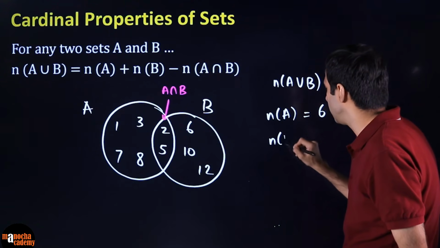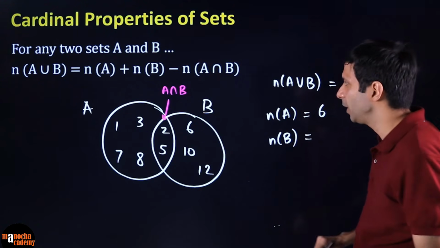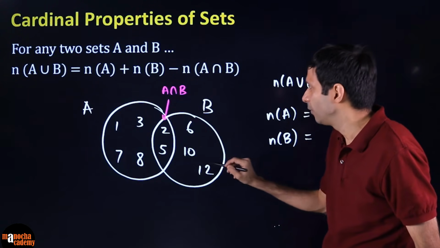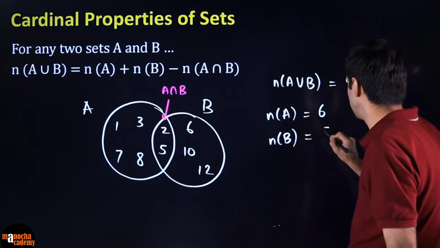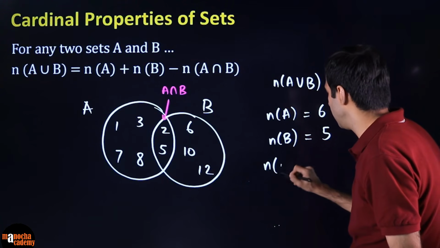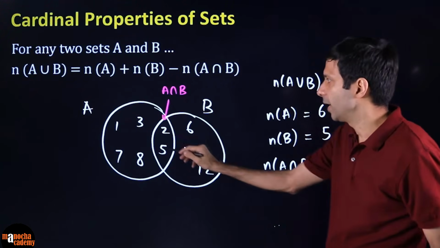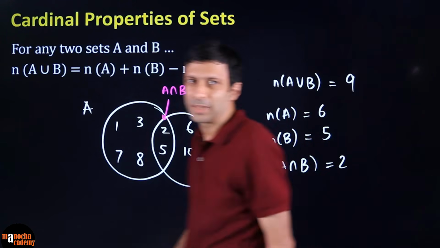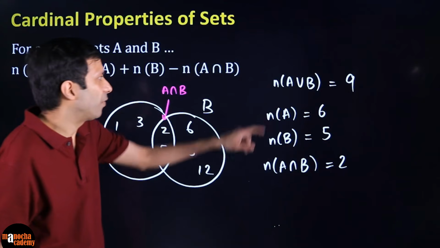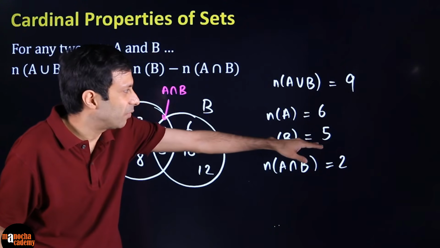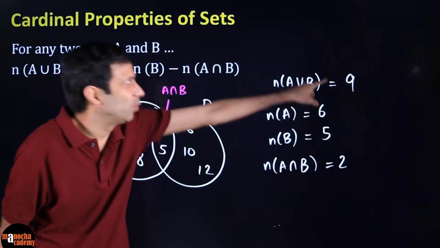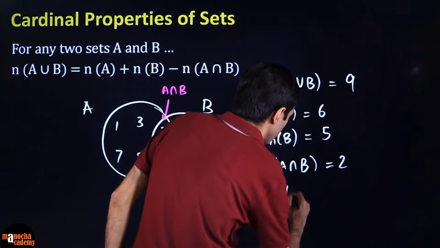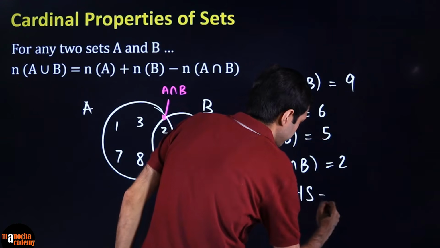Number of elements in B: how many elements do we have in B? We must include this also: 2, 6, 5, 10, 12. So we have 5 elements in B. How many elements do we have in A intersection B? Only 2 elements here. Can you add it up and see if it's working out? The number of elements in A is 6 plus 5, that's 11, minus 2, which is exactly equal to 9. So the RHS is equal to 9, which is the same as the LHS.